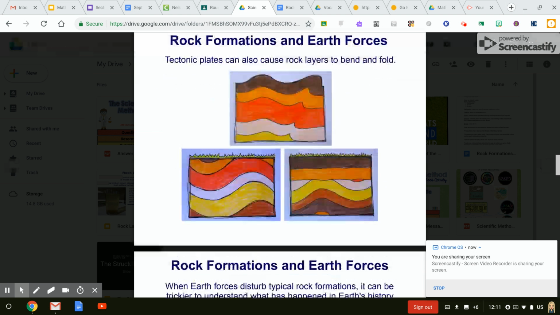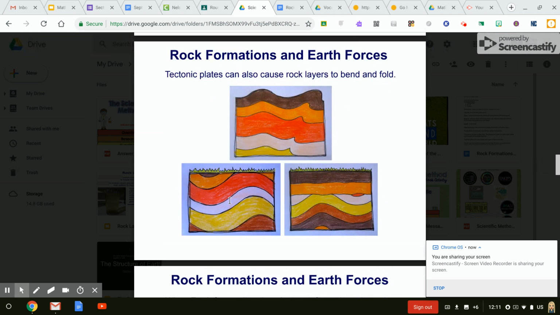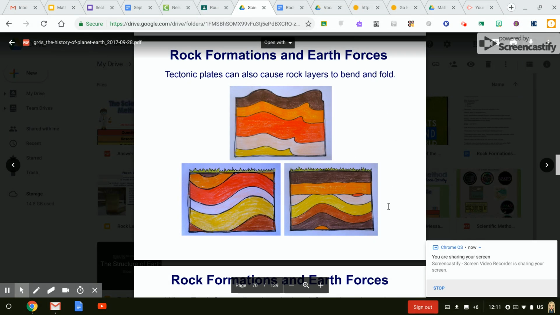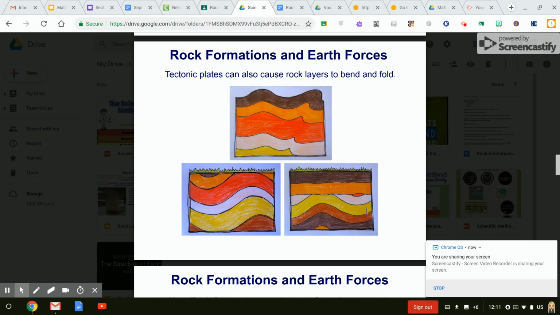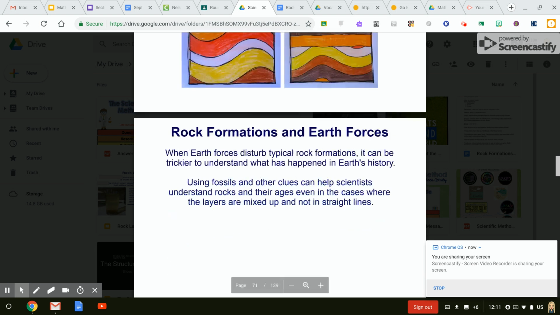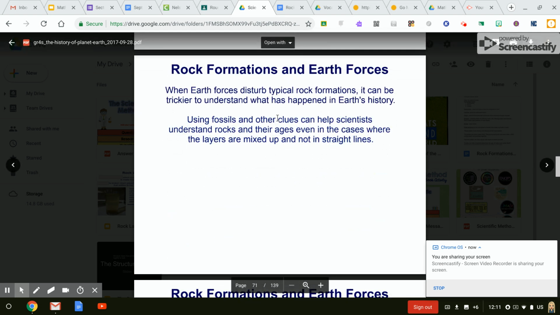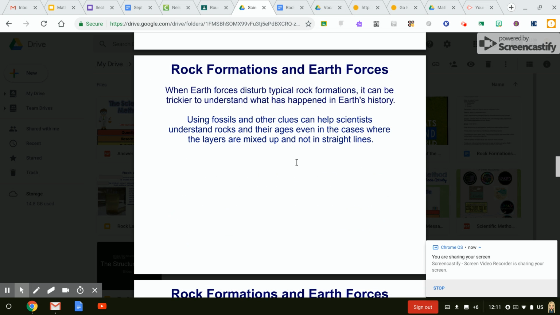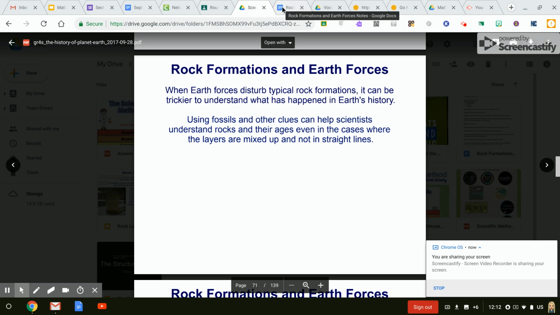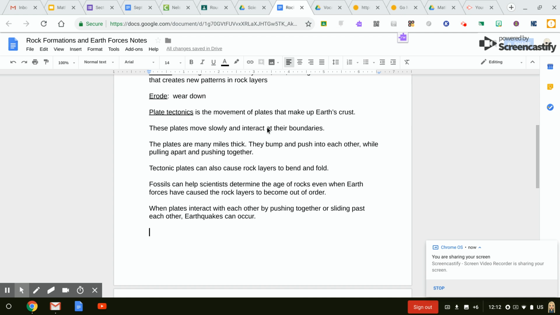And here's some drawings of how tectonic plates can also cause rock layers to bend and fold. So you can see these layers are a little out of order based on how they have bent and folded. The colors aren't really matching up as well. Okay, and it can be trickier to understand what has happened in Earth's history when these rock layers get jumbled up. So that's when scientists use fossils and other clues to help them understand the ages of rocks, even when they're jumbled up.